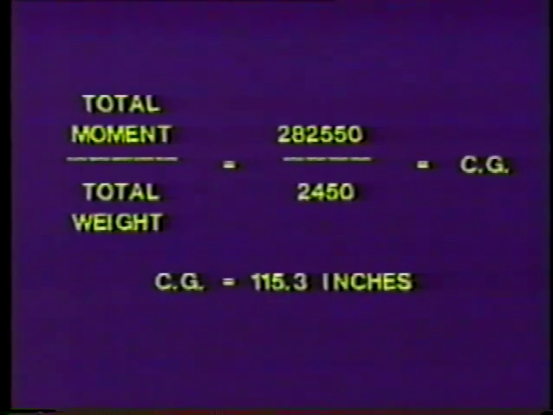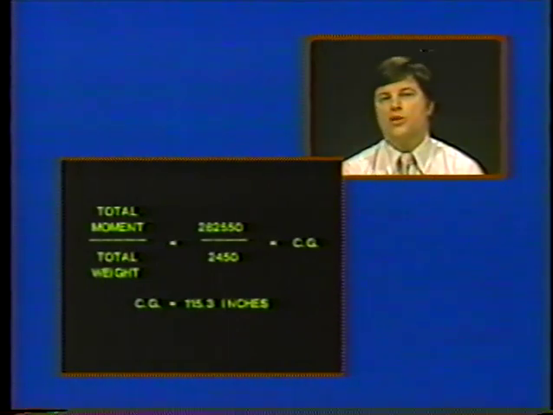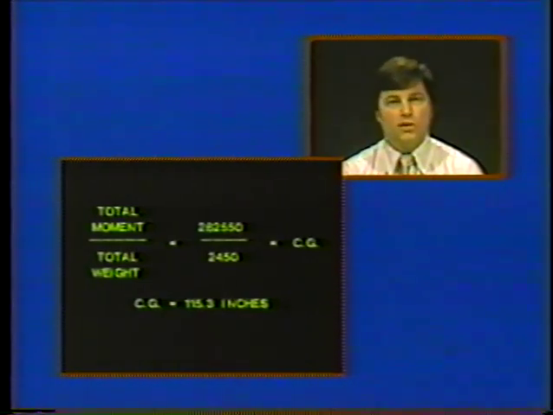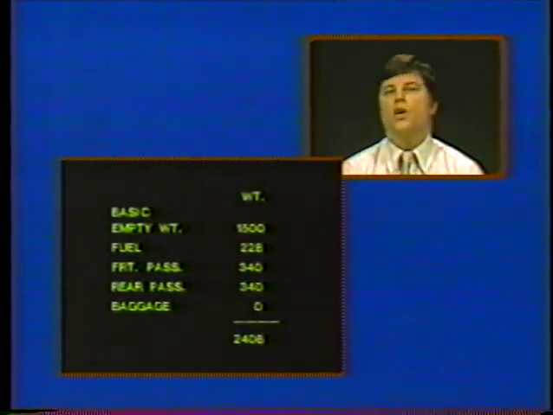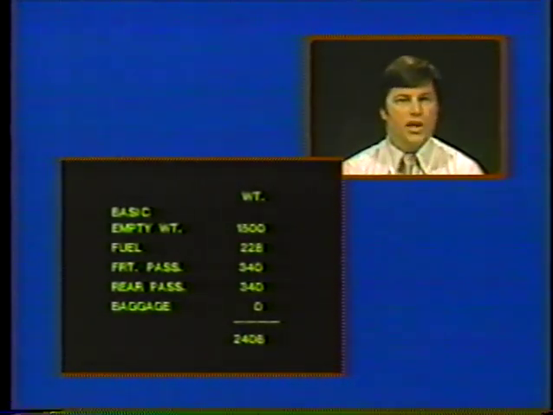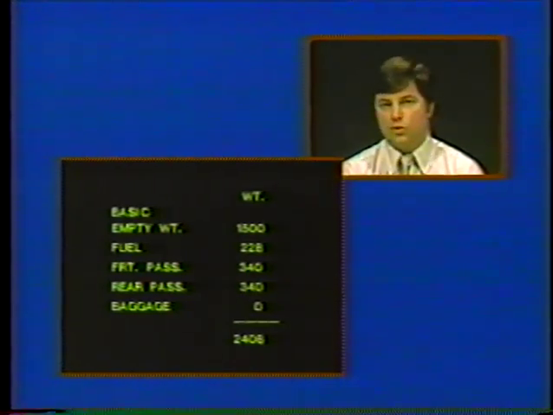For our final weight and balance problem using the computation method, let's assume we're using the same airplane with its 2,450 pound gross takeoff weight and its 1,500 pound basic empty weight. This flight requires that we take along 4 persons weighing 170 pounds each and at least 38 gallons of fuel.